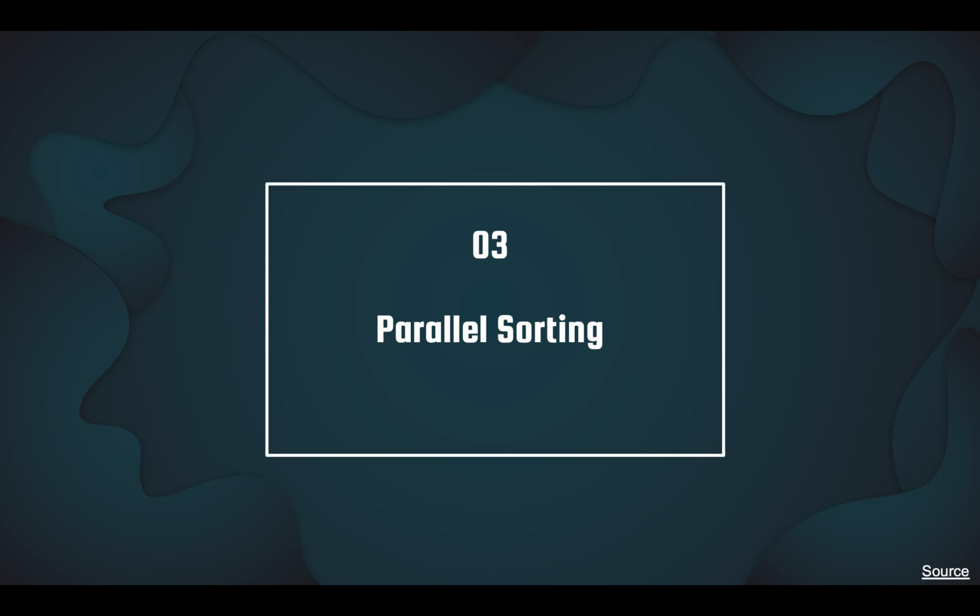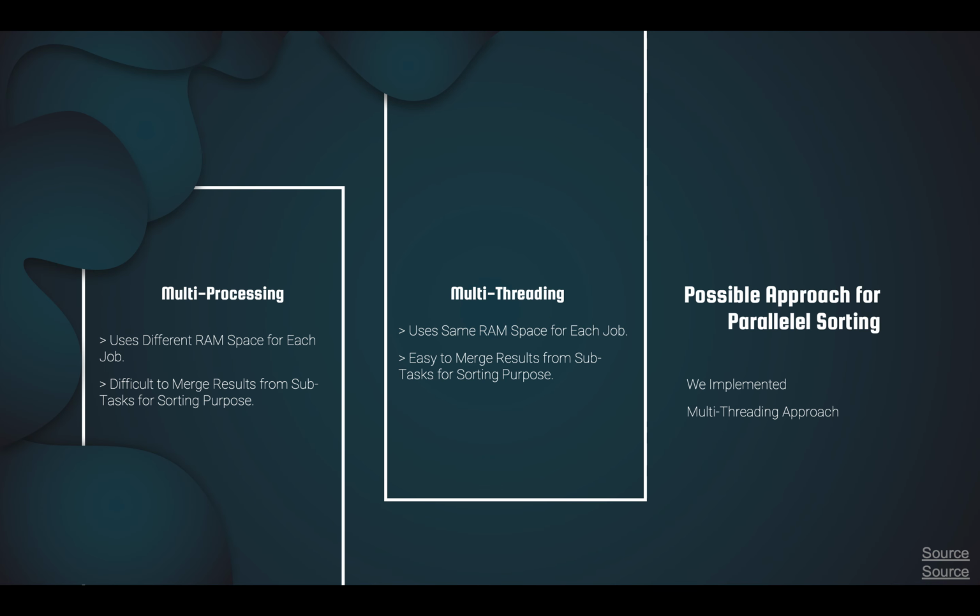Now, since we know what quicksort and merge sort are, let's implement them through a parallel approach. There are two approaches for parallel sorting. The first one is through multiprocessing and the second one is through multithreading. The multiprocessing approach aims to distribute the task onto all available logical processors such that they all partake in the process through the execution of the algorithm.